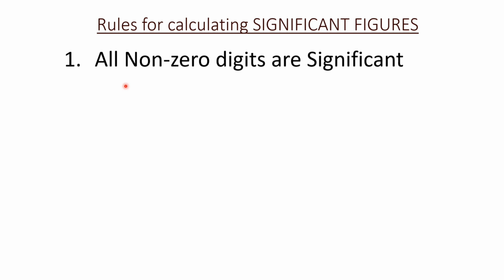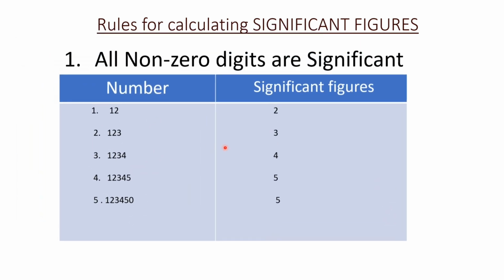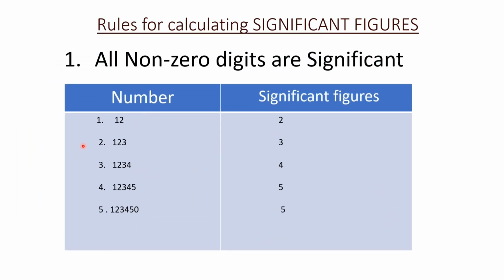The first one is all non-zero digits are significant. All non-zero digits are significant. So if non-zero, there should not be any zero digits. So here you can see some examples. 12, how many digits are there? 1, 2. So the number of significant figures is 2. Similarly 123 has 3, and 1234 has 4 significant figures.